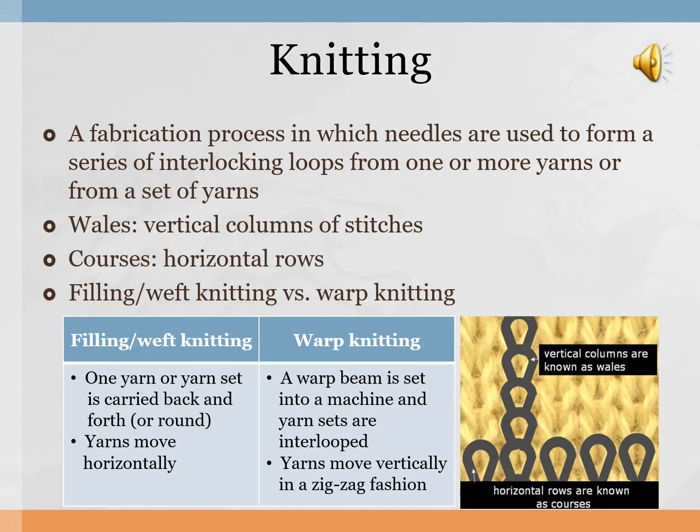When there is a dominance of horizontal lines, that is referred to as filling or weft knitting, which translates to the filling and weft that we were talking about last week with respect to weaving. And then when there is a dominance of vertical lines, that is called warp knitting.